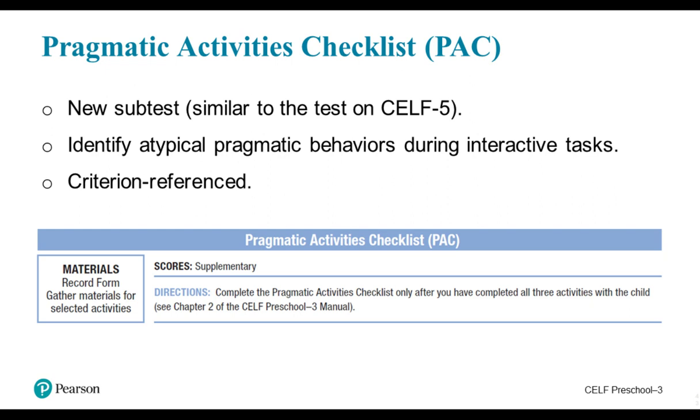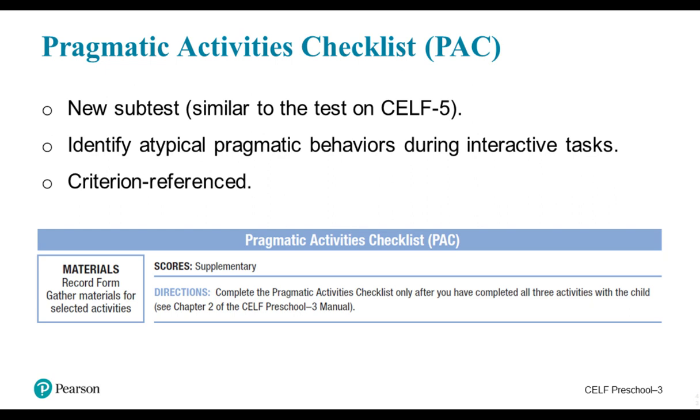The Pragmatics Activities Checklist provides a checklist of atypical communication behaviors. The examiner observes the child while taking part in interactive activities and throughout the time with him or her. Each behavior on this checklist is noted as not acquired. Check any behaviors not observed during testing. The behaviors are developmental, so depending on the child's age, a checked item may not necessarily be a concern.